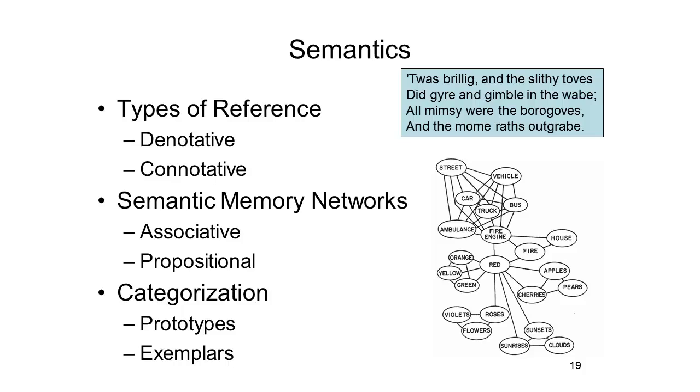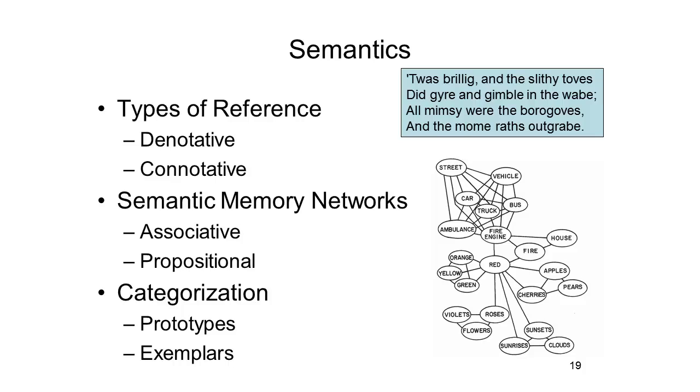The problem of reference has two general aspects, denotative and connotative. Denotative reference, or denotative meaning, concerns the object or event or attribute that a particular word labels. What does it mean to gyre? What are borogroves? And what does it mean to be mimsy? Connotative meaning has to do with the emotional meaning of a word, whether it's a good thing or a bad thing to be mimsy or brillig.